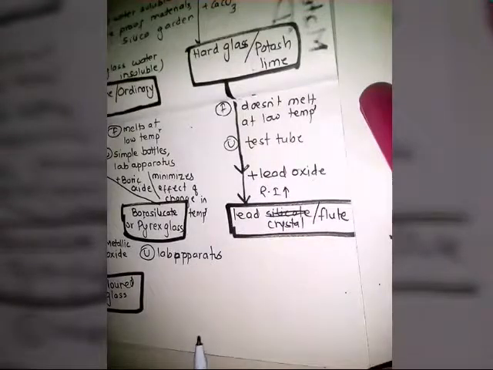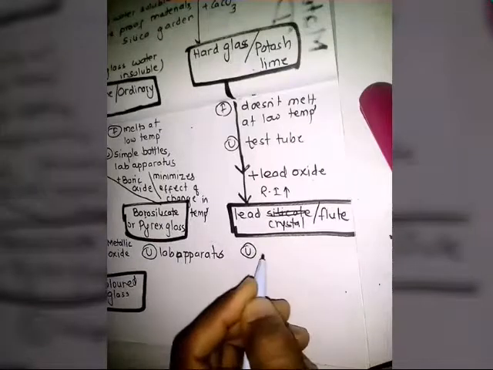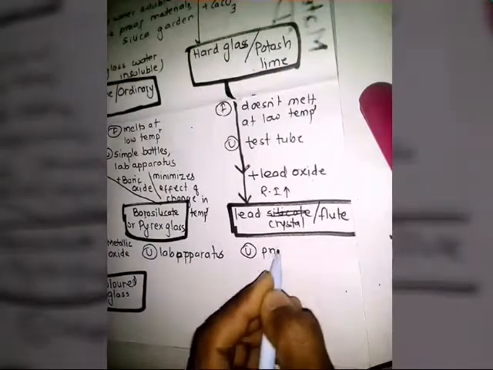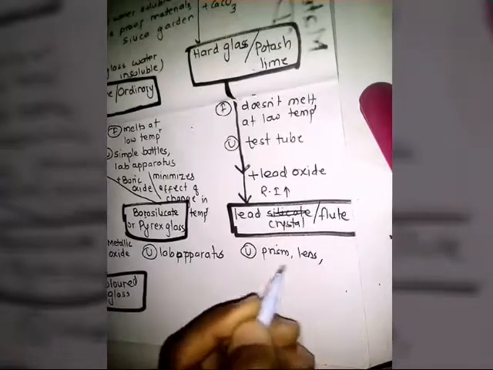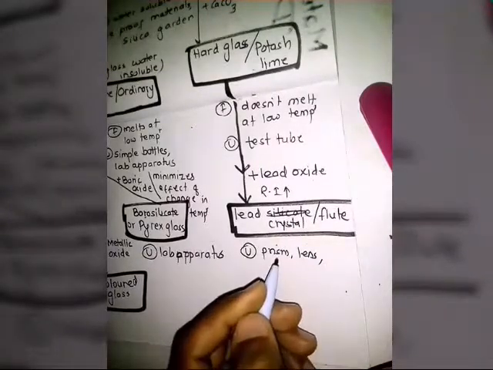And since its refractive index is higher, this can be used to make prism, to make optical instruments like prism, lens. Okay, so like this.